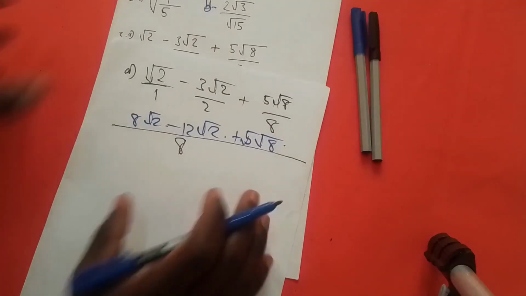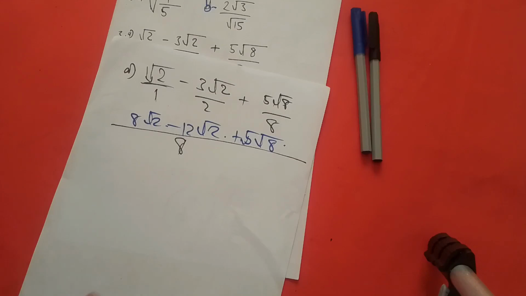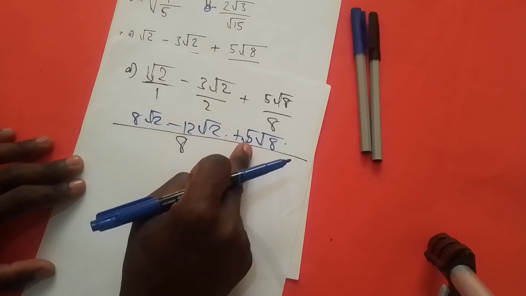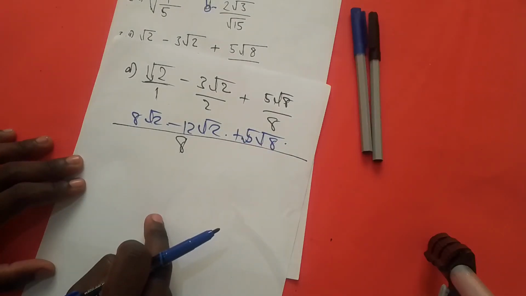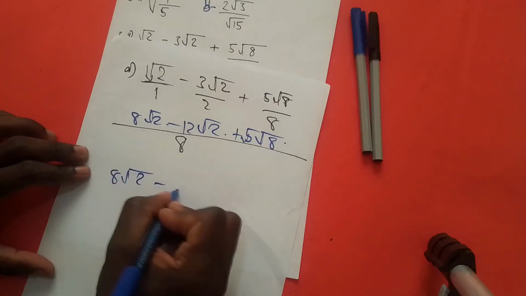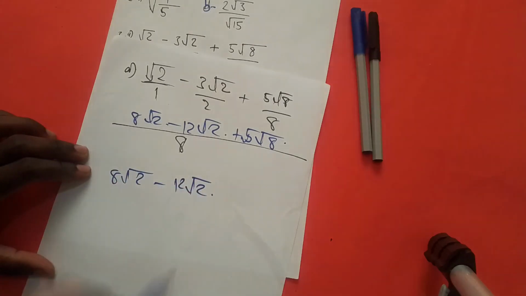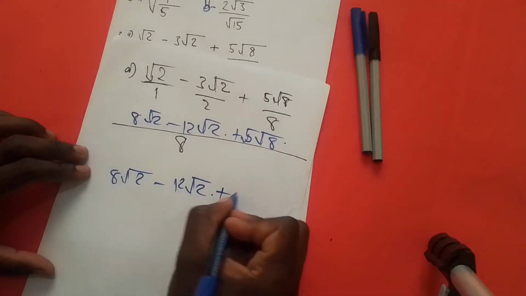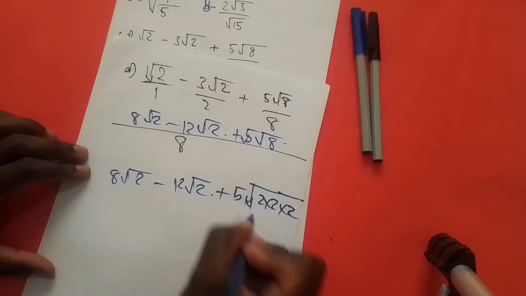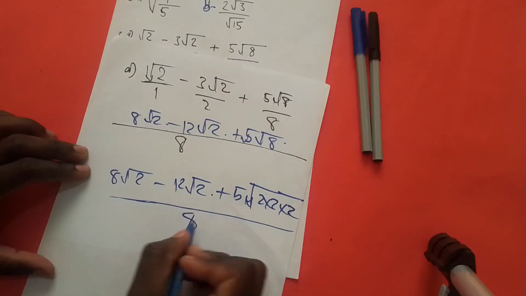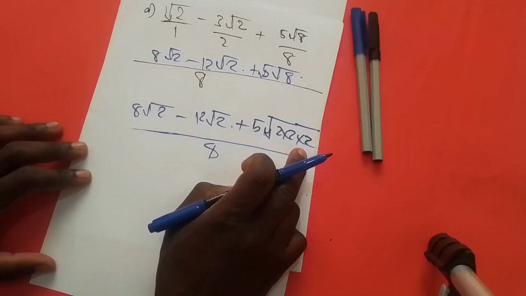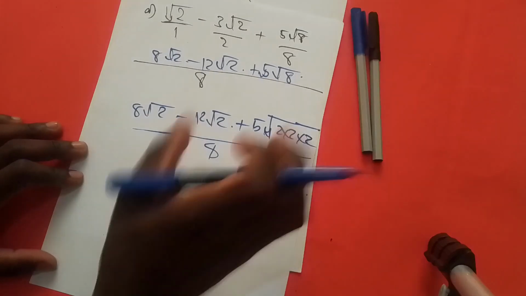So I want to show you a trick here. So we have 8 root 2 minus 12 root 2, and we have 5 root 8, right? So pay close attention. When we get to this position, we have 5 root 2 times 2 times 2. That's the trick I wanted to show you. All over 8, right? 2 times 2 times 2 is equal to 8, right? So it's just the same as root 8, right?